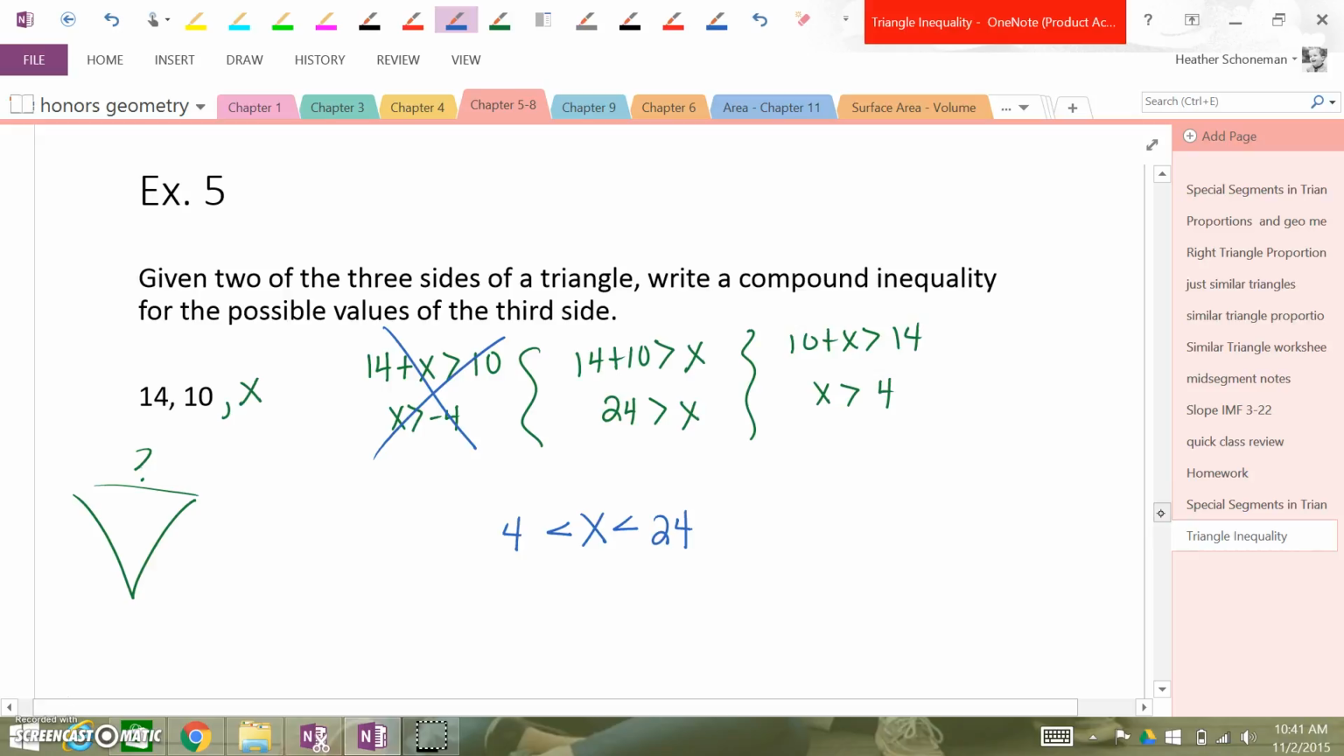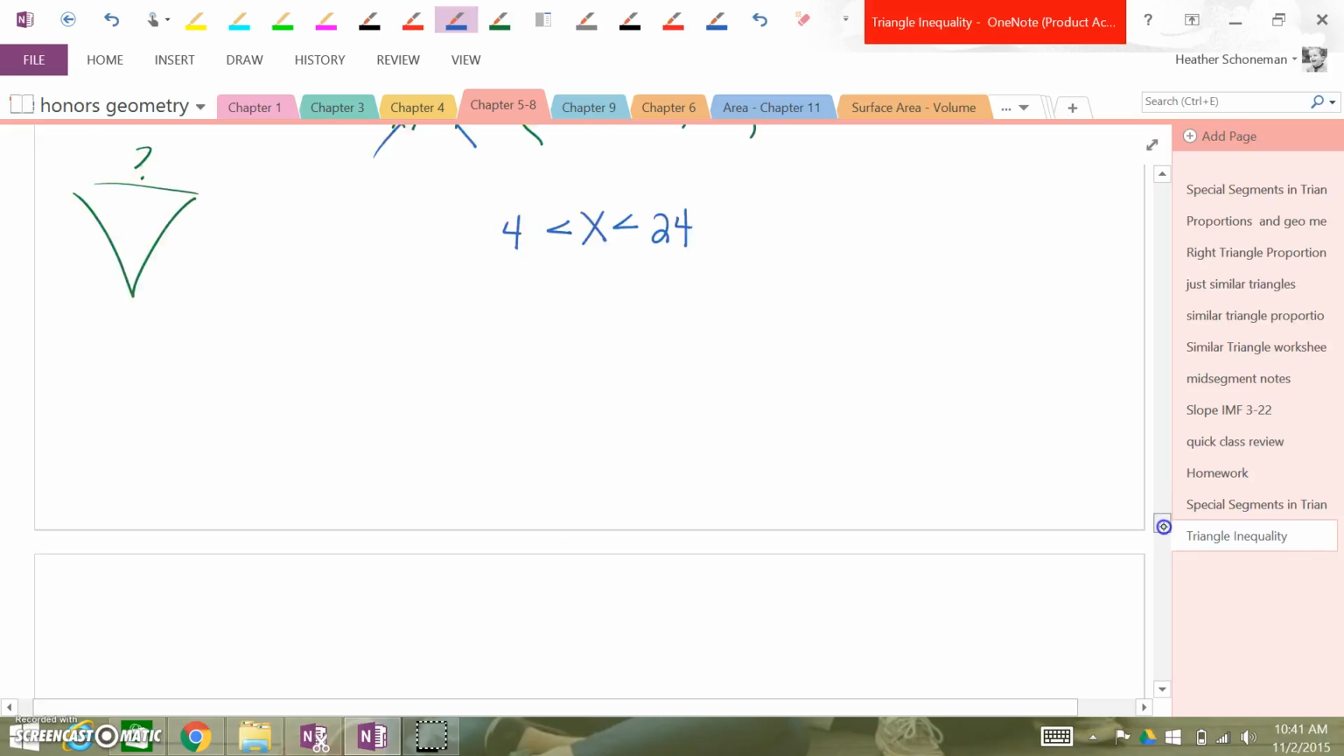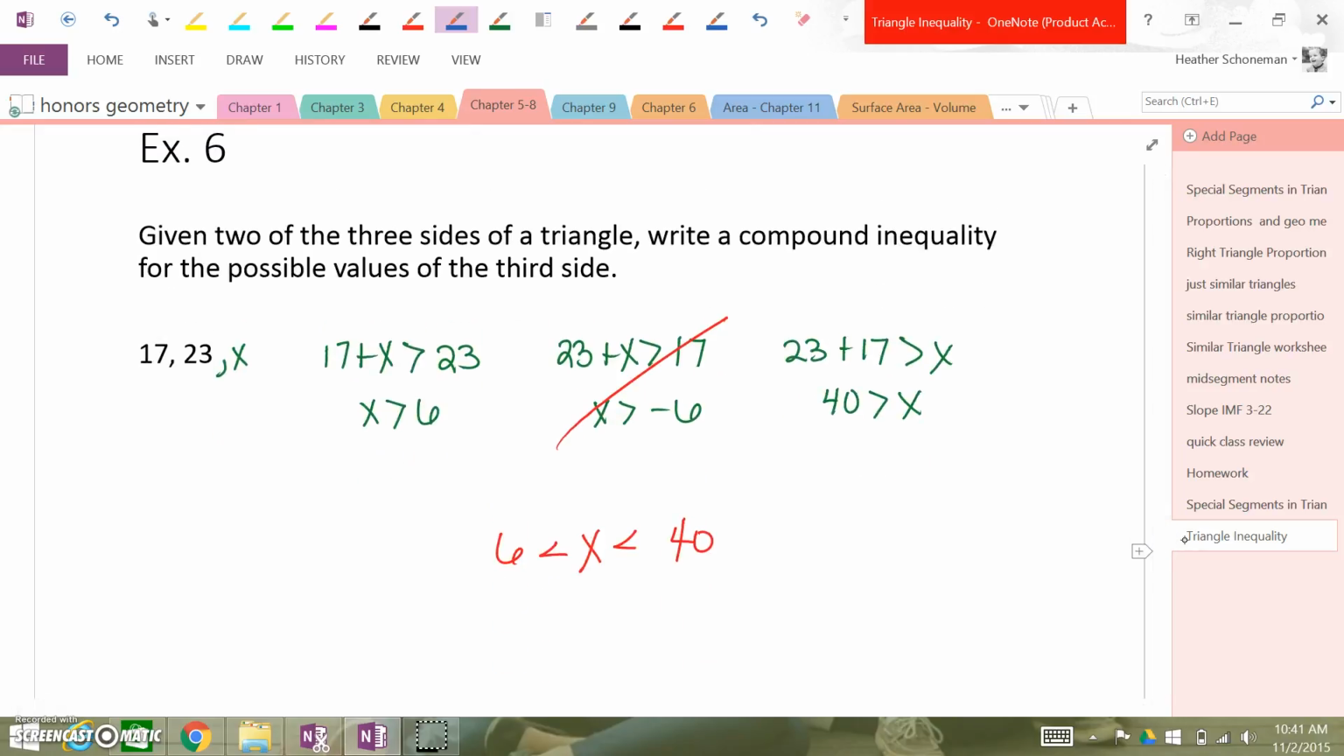Okay, pause the video and do example 6 on your own. Okay, hopefully you got this. You tried out your different situations. One of them was negative. The other 2 work right as a compound inequality. Okay, from chapter 1, you should remember there must be less than symbols with a smaller number on the left and a bigger number on the right.